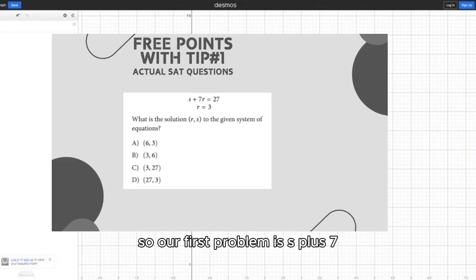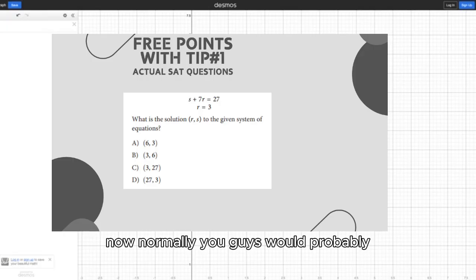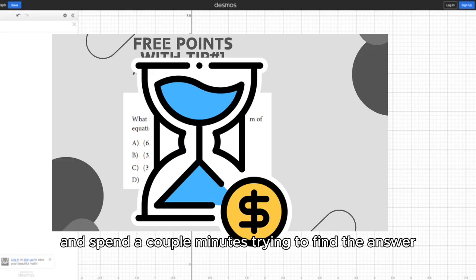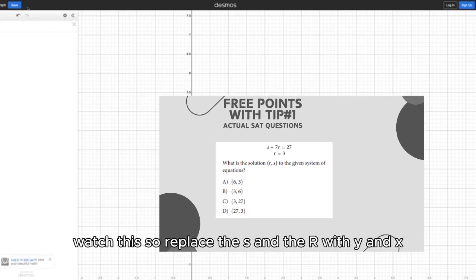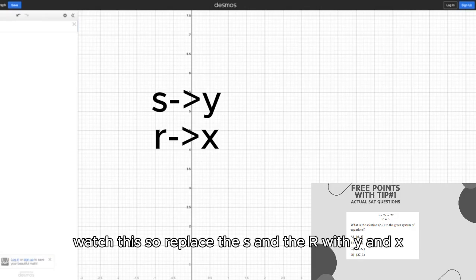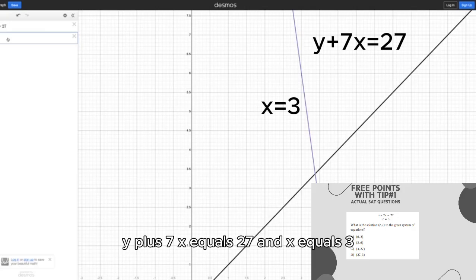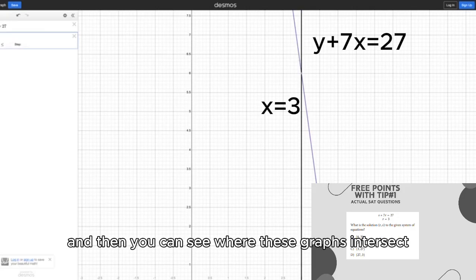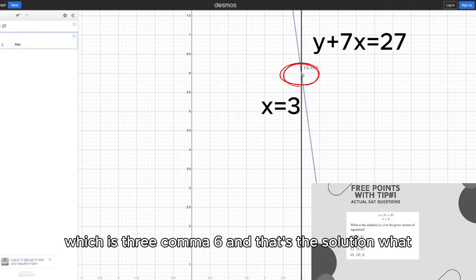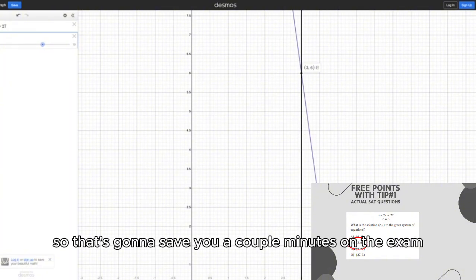So our first problem is s plus 7r equals 27 and r equals 3. So we're tasked to find the solution to this given system of equations. Normally you guys would probably write these things down on your paper and spend a couple minutes trying to find the answer. On Desmos, this is going to be much faster. Watch this. Replace the s and the r with y and x: y plus 7x equals 27 and x equals 3. This graphs these equations on Desmos, and then you can see where these graphs intersect, which is (3, 6), and that's the solution. What's that on the question? It's B, right? So that's going to save you a couple minutes on the exam.